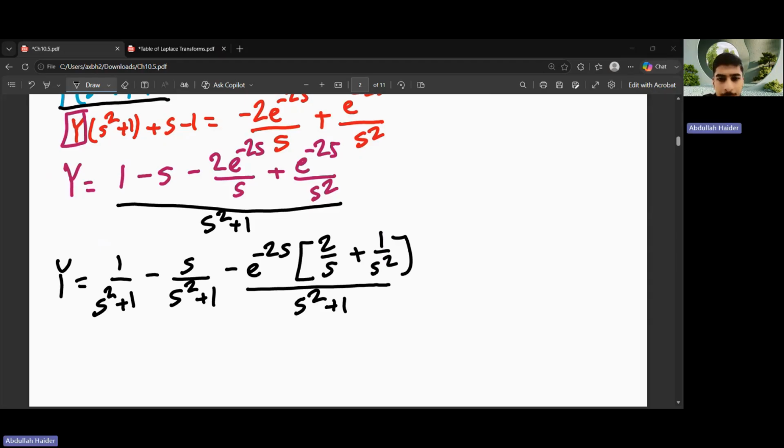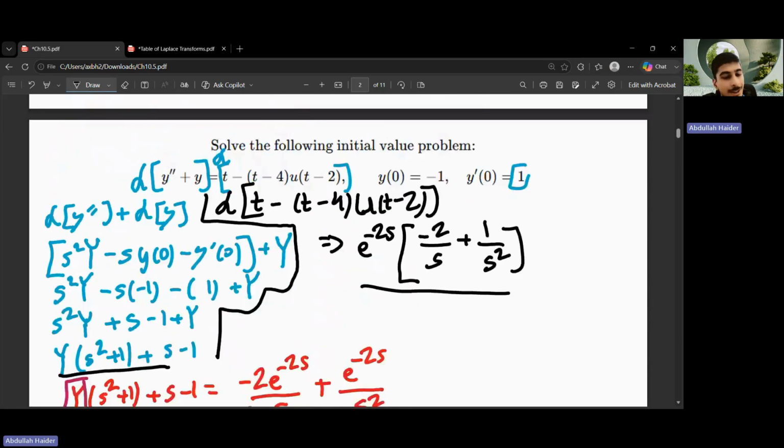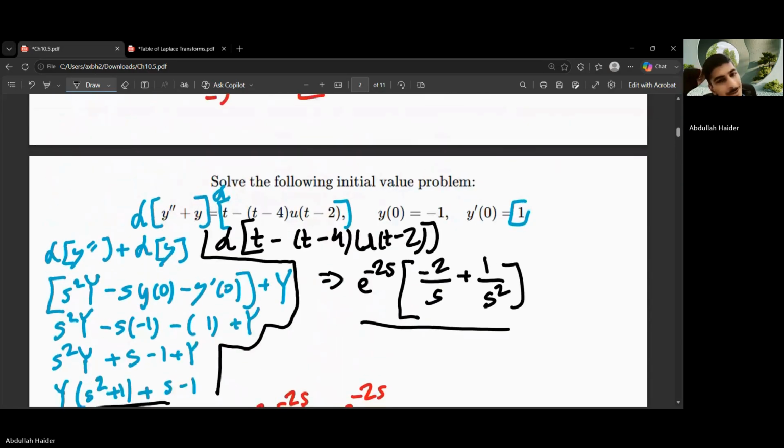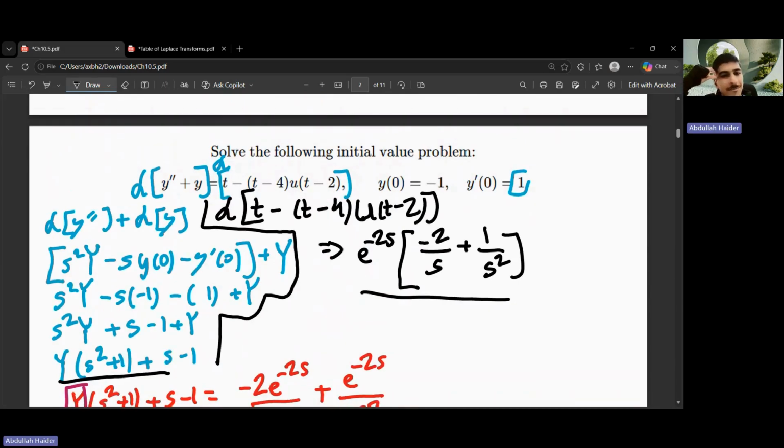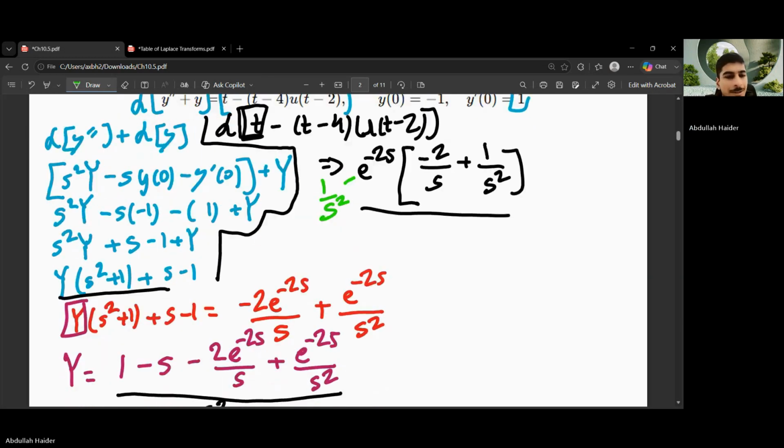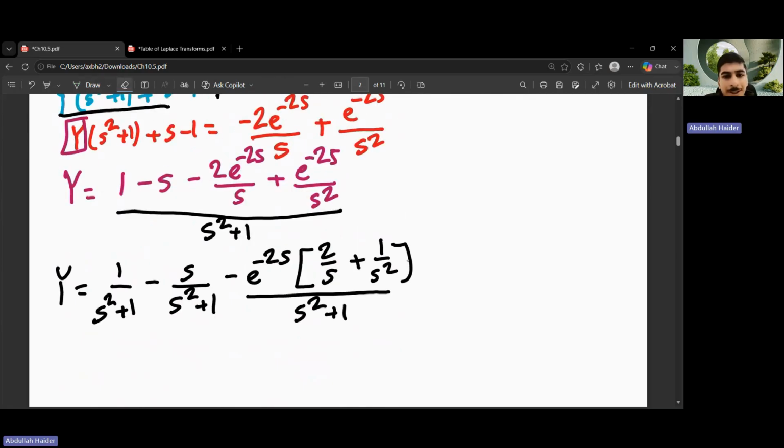Let me just see if everything's fine. Oh, one second, one second. We forgot to take the Laplace of t. We forgot to take the Laplace of this. Damn. So the Laplace of this t, my bad, is 1 over s squared minus the rest of this. So I guess we have to go back a bit. You can see how much these small mistakes cost.